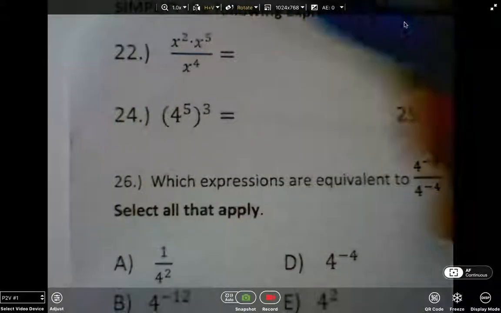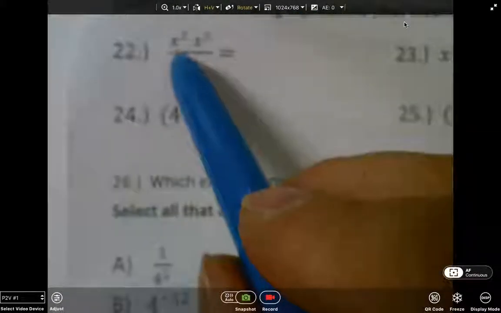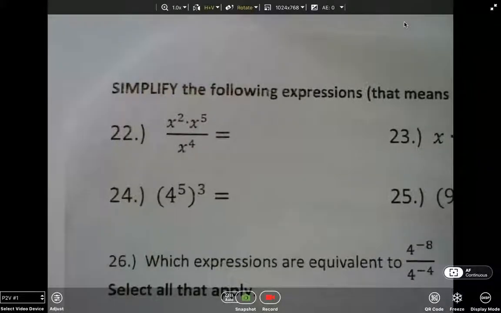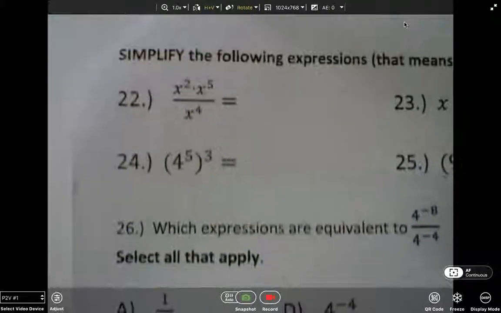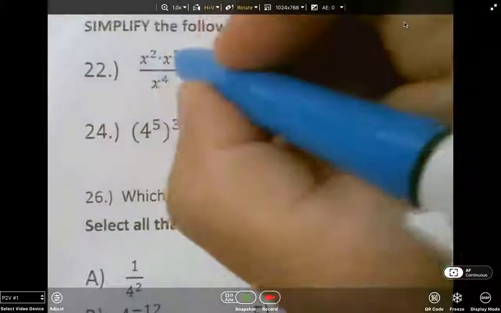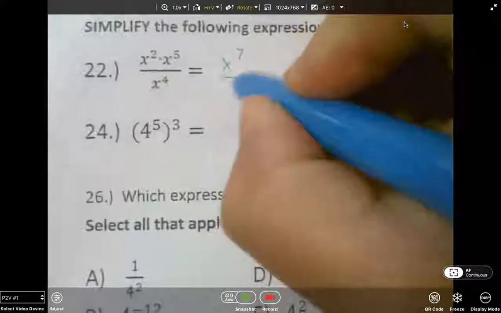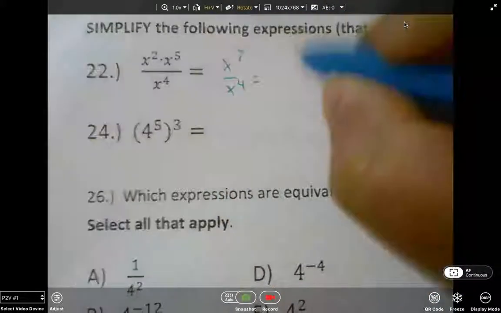Final question here. You have these you just simplify, meaning you're not going to get an actual number answer. You'll have exponents in your answer. So here you add the exponents. That's x to the 7th over x to the 4th. Subtract, that's x to the 3rd.